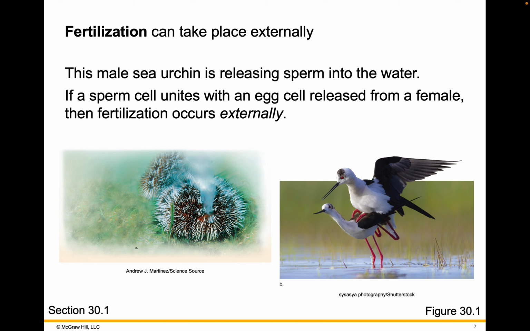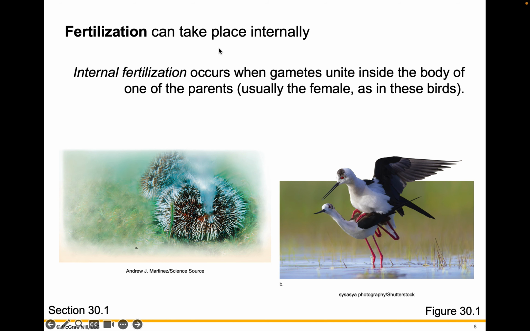Fertilization can take place externally. This male sea urchin is releasing sperm into the water. If a sperm cell unites with an egg cell released from the female, then fertilization occurs externally. Fertilization can also take place internally, like with these birds here. Internal fertilization occurs when gametes unite inside the body of one of the parents, usually the female.